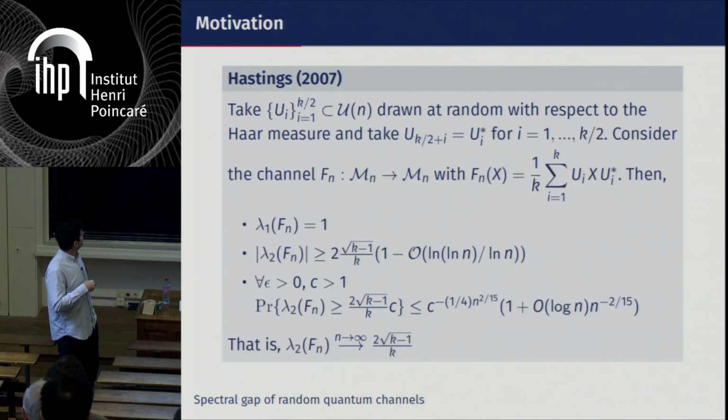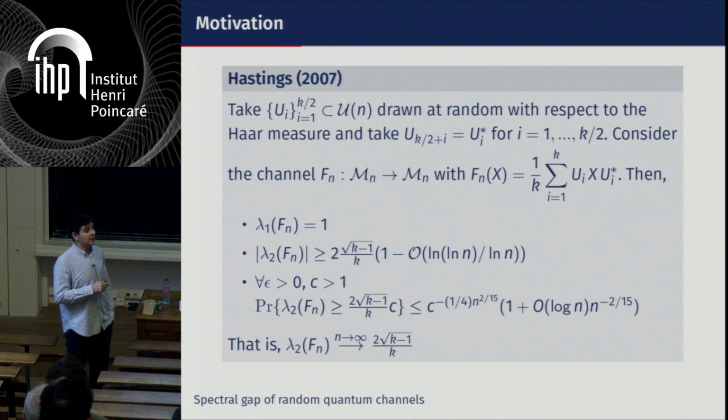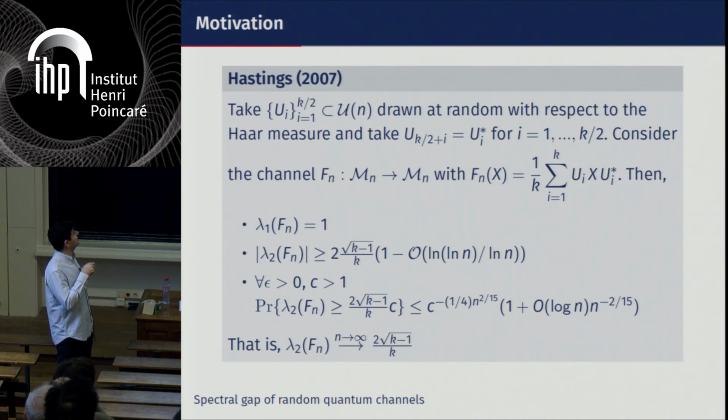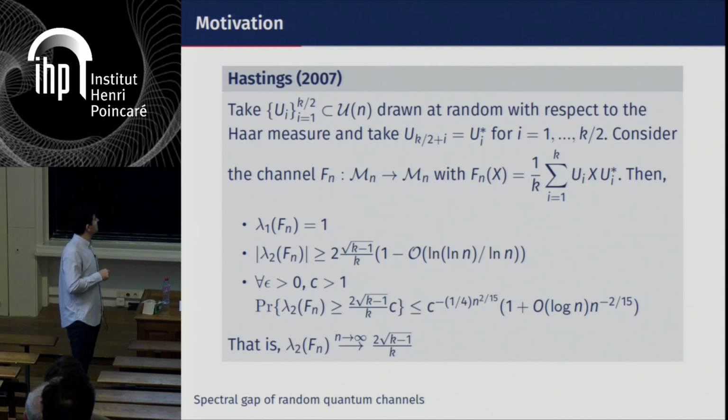Besides proving this, that it's only an upper bound on the absolute value, he took a different set of random quantum channels. Essentially it's the same, but instead of taking k independent unitaries, he takes k over 2 independent ones, and then for the other k over 2, he considered the adjoints of these unitaries. So with this, the operator F_n is Hermitian, and then it's easier to give a lower bound. Well, it's still complicated, but one can derive a lower bound for the second eigenvalue. And for this case, he could prove that the modulus of the second eigenvalue, there is a modulus missing, sorry, is converging to 2 times the square root of k minus 1 over k. So essentially 2 over the square root of k when n is large.